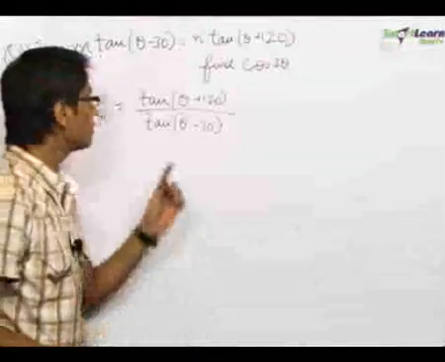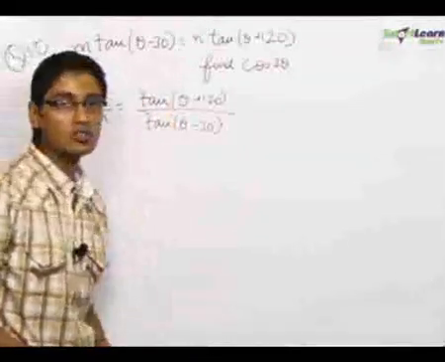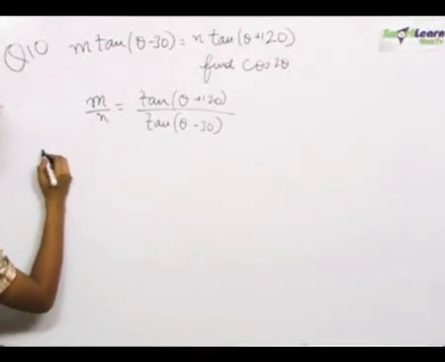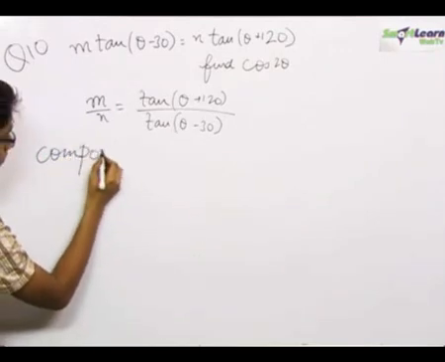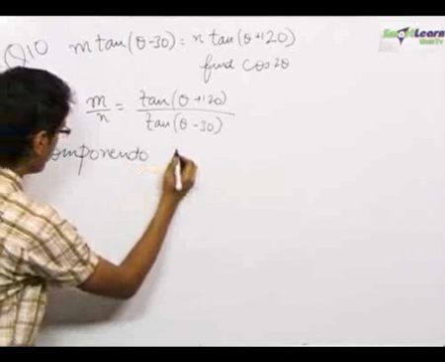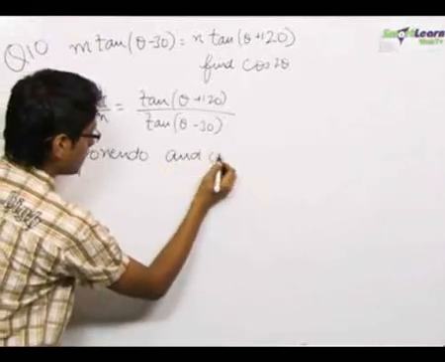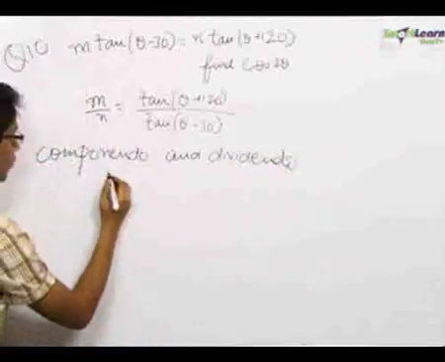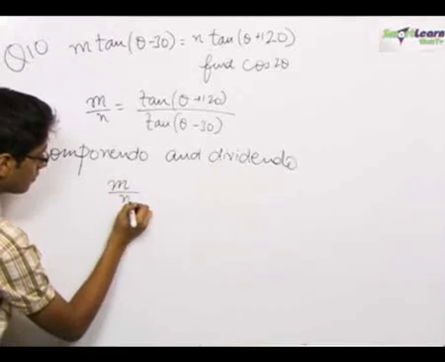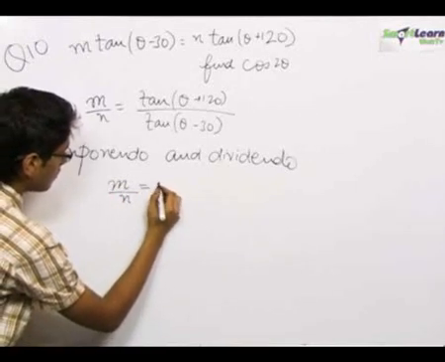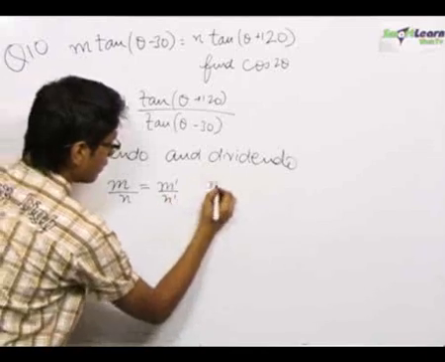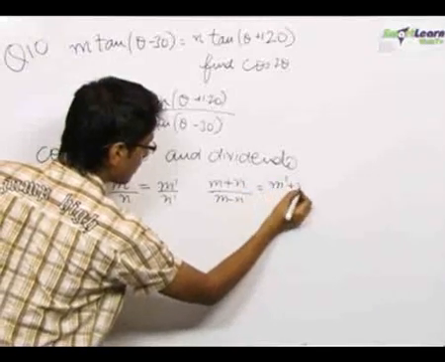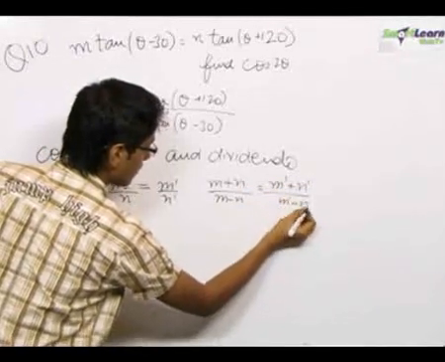Now most of the students will open the brackets, or they'll convert that tan into sine or cos, or they'll do different things. But the most important approach used in this question is the approach of componendo dividendo, which would very much ease out the problem. Componendo dividendo says if m upon n is equal to m dash upon n dash, then m plus n upon m minus n is equal to m dash plus n dash upon m dash minus n dash.